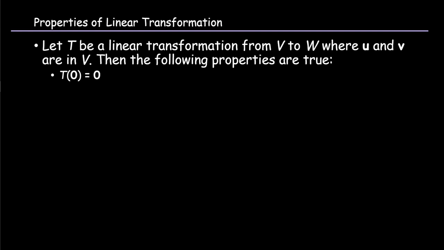So anyways, the next property is the linear transformation of negative v is equal to the linear transformation of v multiplied by negative 1. That is the scalar multiplication property. And then we have the linear transformation of u minus v is equal to the linear transformation of u minus the linear transformation of v.